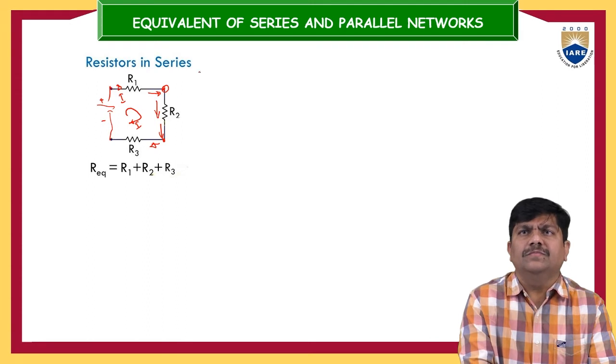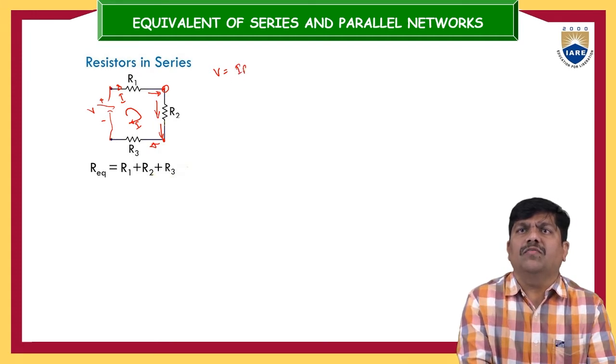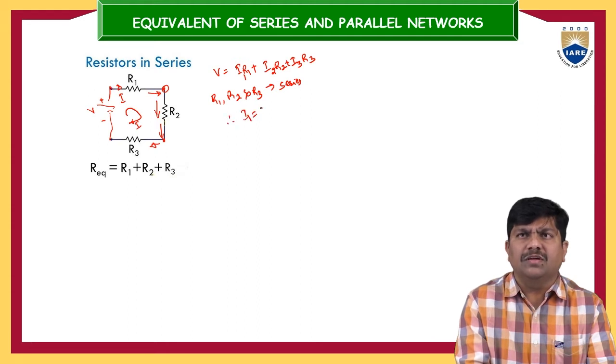So in this one, V is equal to the supply voltage. Let us assume this is the supply voltage V, and the drop across the first resistor is I into R1. The drop across the second is I2 R2, plus I3 R3. Since R1, R2 and R3 are connected in series, I1 is equal to I2 is equal to I3, which is equal to the source current or supply current I.